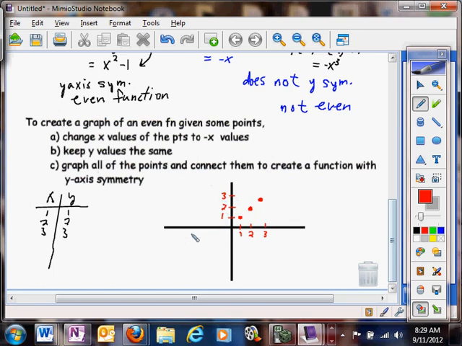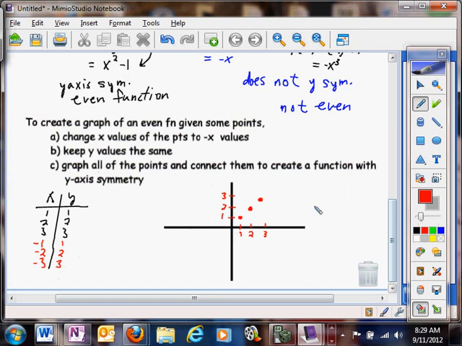Now, if I was given these points and I want to create an even function, I was going to include the origin, but I won't. So since I'm given these points, I want to follow these instructions and turn this into an even function. So I want to change the x values to negative x values. Okay, so these now become -1, -2, -3. And I want to keep the y values the same. And now I plot these points.